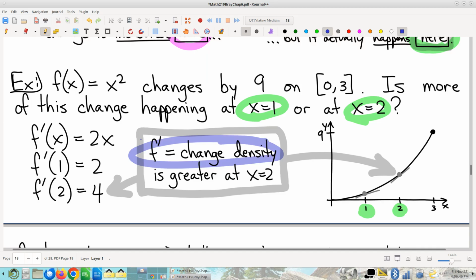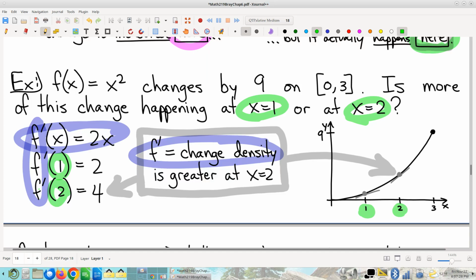Well, you look at the change density. If you want to know where there's more stuff, look at what the density is of that stuff. The density, f prime, you can plug in these two points, and density is higher where x is 2. There's more stuff at x equals 2. Therefore, there is more change happening at x equals 2. And of course, clearly more change happening at x equals 2. So our geometric intuition on this graph corroborates the interpretation that the derivative is interpreted as change density.